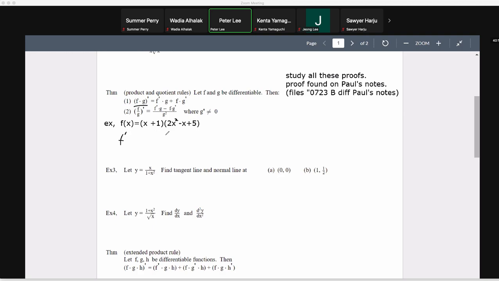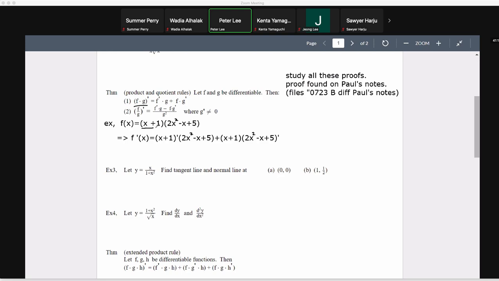Okay, so in this case, let me write this down. f prime of x is equal to, I'm going to copy this for now, x plus 1 with a derivative here, times 2x squared minus x plus 5, and then plus x plus 1 times 2x squared minus x plus 5 with a prime right here. Now this step, you don't have to write.